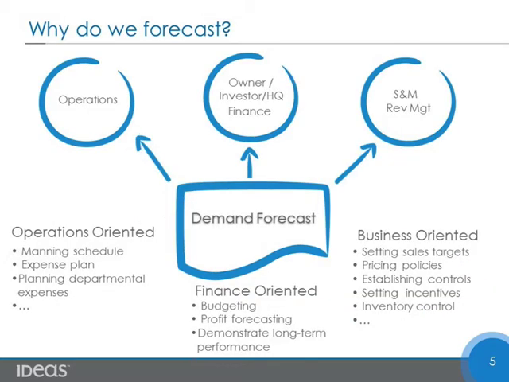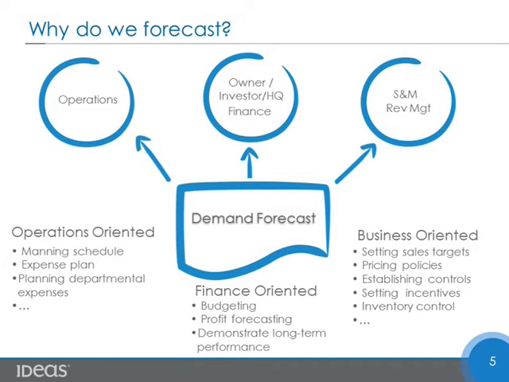So why do we forecast? And how is forecasting used in the different departments of a hotel? There are different types of forecasts, and let me explain the difference. Operation-oriented forecast is used to help departments like rooms department or food and beverage department to make long-term plans for things such as manning schedules and expenses budget.